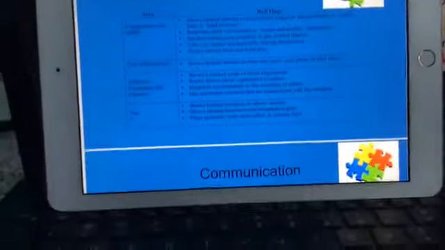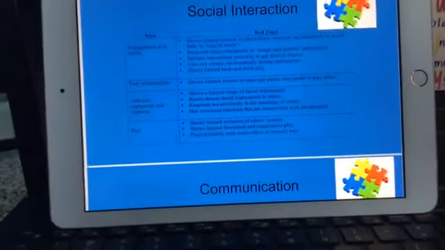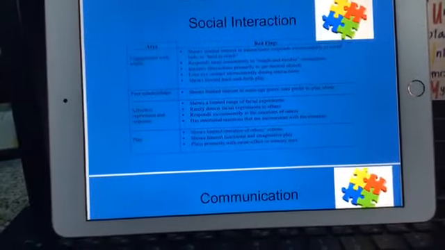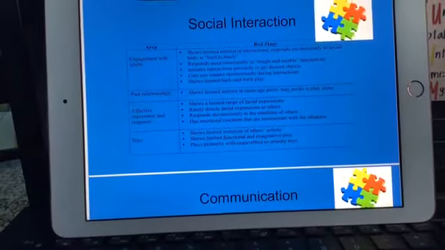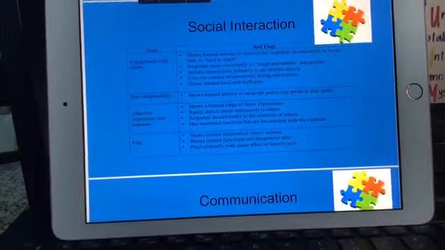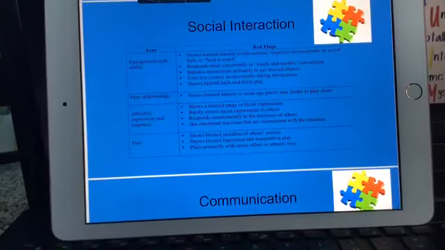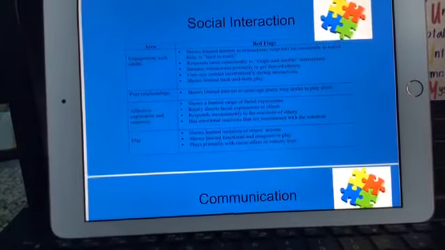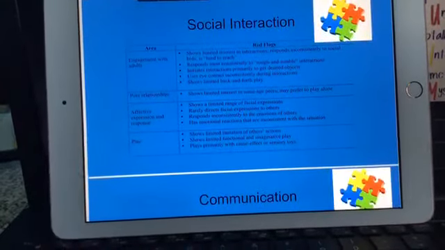So what are some red flags for social interaction? Sometimes you'll notice some of these things. For social interaction, some of the red flags you will see are that a child may show limited interest in interaction. They may respond inconsistently to social bids. So it's hard to get to them at times. It's hard to engage them in conversations.